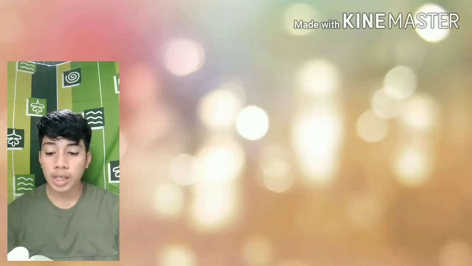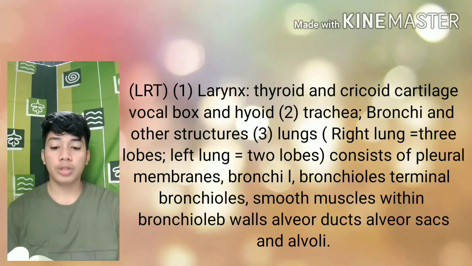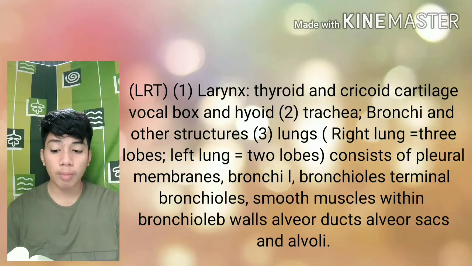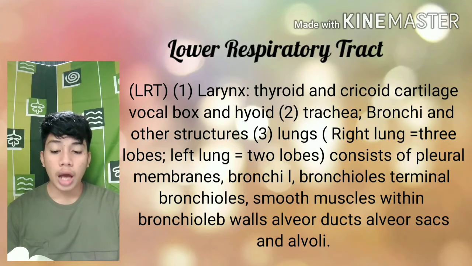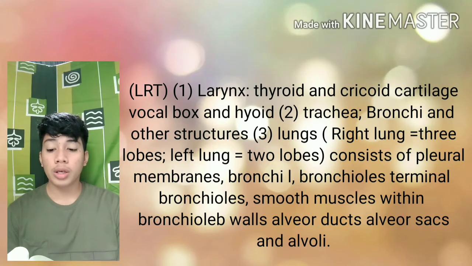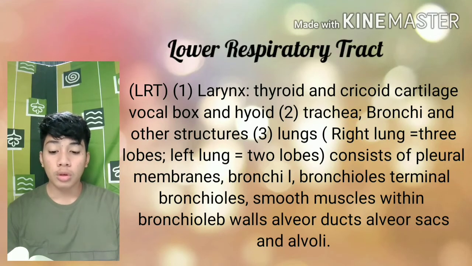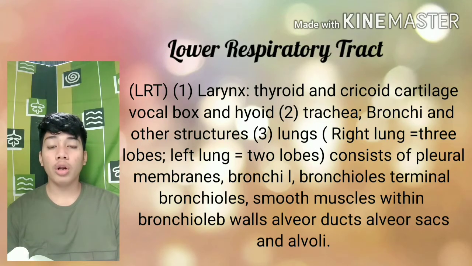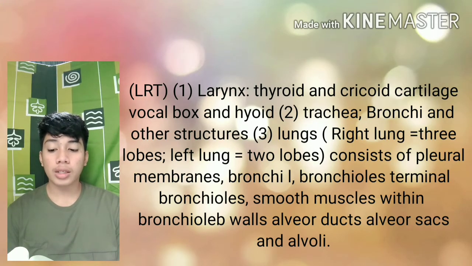And now I'm going to discuss the lower respiratory tract: the larynx, thyroid and cricoid cartilage, vocal box and hyoid, trachea, bronchi and other structures, lungs, right lung, 3 lobes, left lung, 2 lobes, consists of pleural membranes, bronchi, bronchioles, terminal bronchioles, smooth muscle within bronchial walls, alveolar ducts, alveolar sacs, and alveoli.